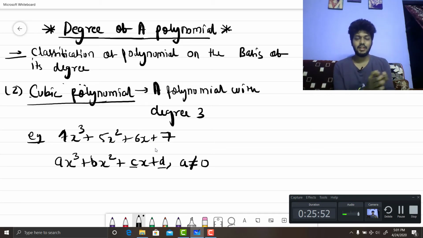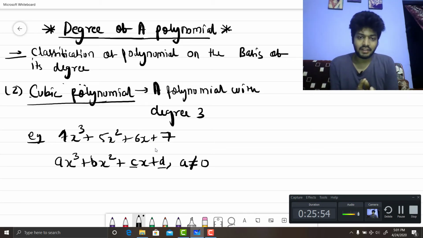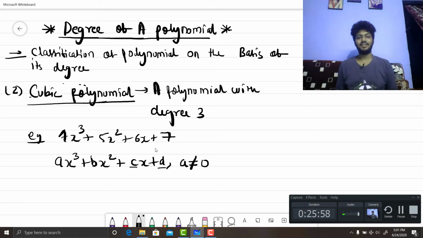We'll cover only this much in today's session. In the next session we will start with zeros of a polynomial, and if time permits, maybe we'll cover the remainder theorem also.